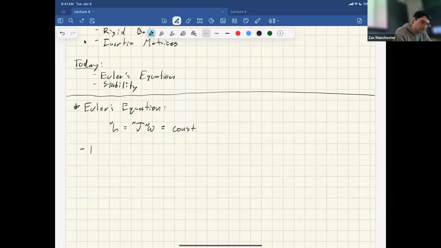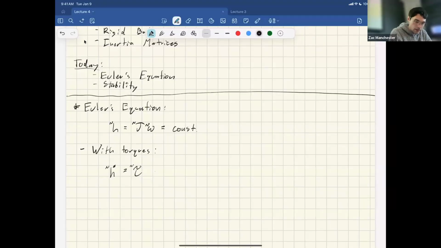If you add torques, which we will be doing, that is, let's see, which one? Sorry, the first line of the equation. That's an H with a little n for Newtonian reference frame. Okay, so with torques, it looks just like F equals ma, right? So it's literally just H dot equals tau in the n frame.